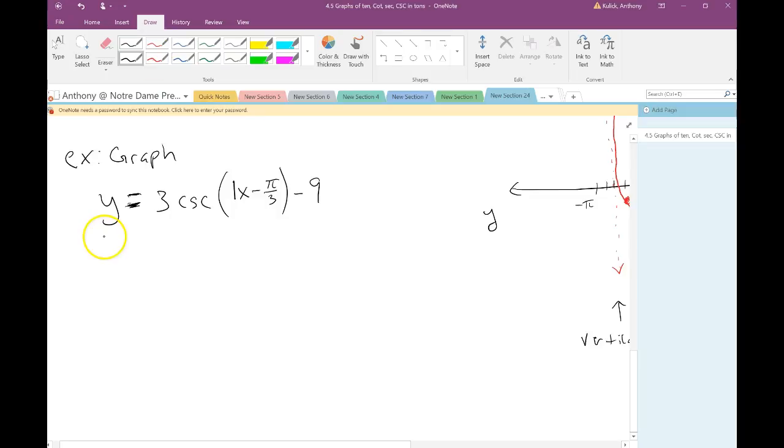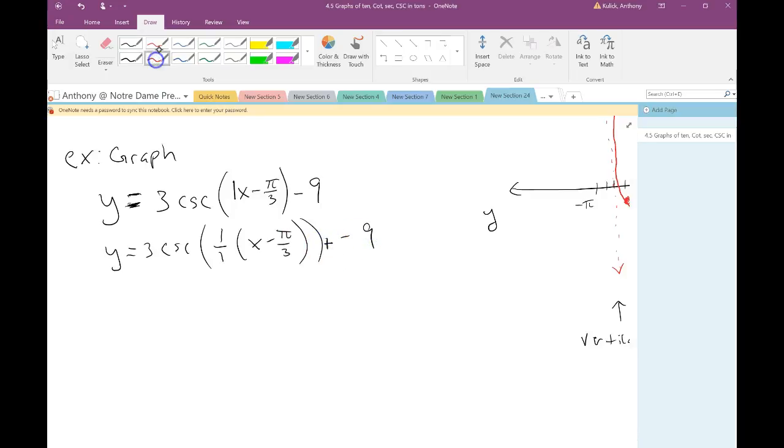Okay. So, let's start by rewriting this so that it's kind of in that standard form. So there's not much to do here in that regard, right? So it should be easy to see our values for A, B, H, and K. A is 3. B is 1, H is pi over 3. And K is negative 9. Just for grins.